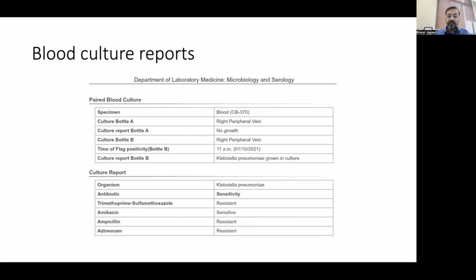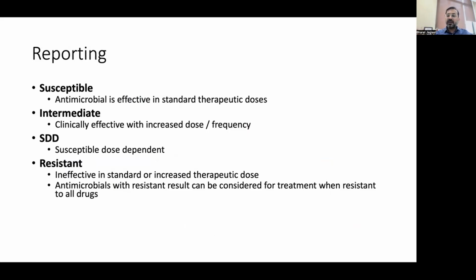If you look here, always see what is the time which was flagged positive. Here it's 11 a.m. Suppose this is the peripheral line, and in the central line, the same organism was flagged somewhere around 8:30 or 9 a.m. So that means there was a differential time to positivity, and it has grown from the central line, and we need to remove it. Also, when you come across culture reports, you always see there's something called SIR, and SDD as well sometimes.